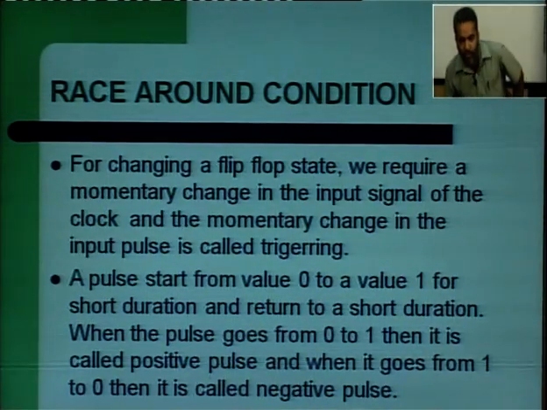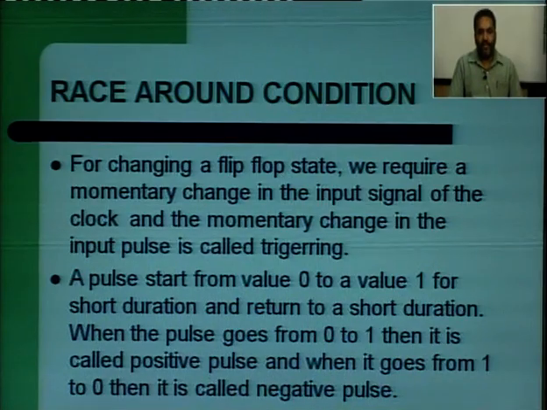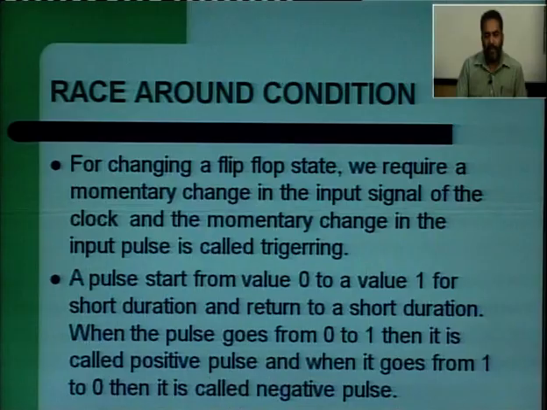Now, what is the race around condition? For changing a flip flop state, we require a mandatory change in the input signal of the clock. This compulsory change in the input pulse is called triggering, where a pulse starts from value 0 to value 1 for a short duration and returns again. When the pulse goes from 0 to 1, it is called positive edge, and when it goes from 1 to 0, it is called negative edge.